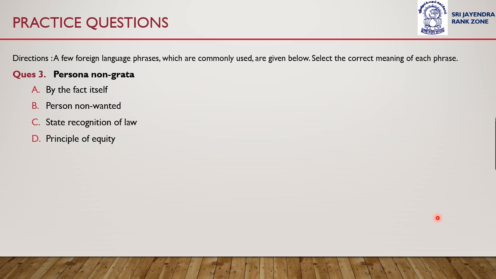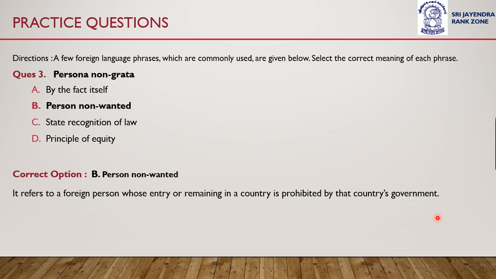Persona means person and non grata means not wanted. So option B is correct. It refers to option B, persona non grata, person not wanted. It refers to a foreign person whose entry or remaining in a country is prohibited by that country's government.